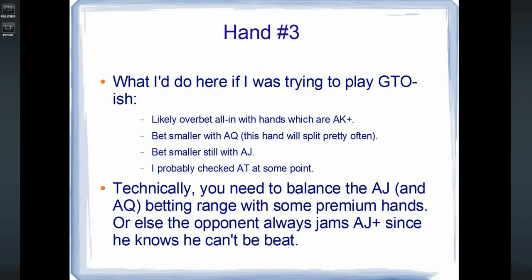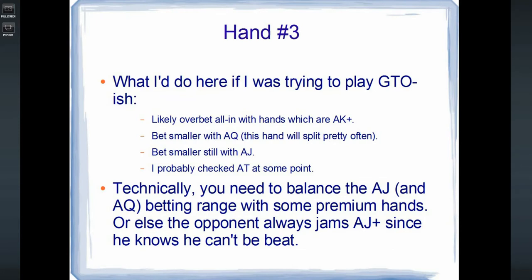All right. Technically, you need to balance the ace-jack betting range with some premium hands, or else your opponent can always jam with ace-jack and better since he knows he can't be beat. So imagine if on the river I'm literally just betting with ace-jack and air, like really small. Well, in that case, if you know I'm betting really small against you with ace-jack and air, you would never call my bet with your ace-queen or ace-jack because you can just freeroll by raising all in with them. So because of that, I would technically need to balance that small betting range. Because if I'm only betting ace jack and air, you're going to be raising me with all those hands.